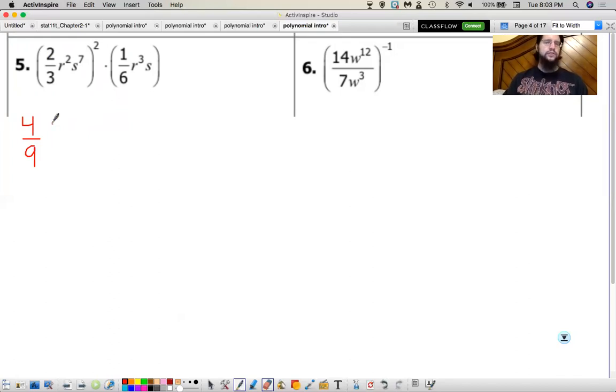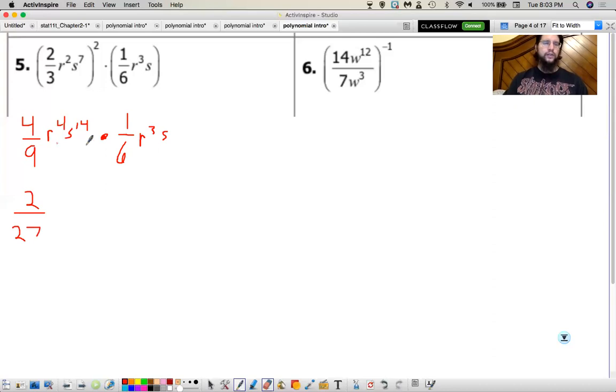R squared, squared. 2 times 2 is 4, so r to the 4th. s to the 7th squared. 7 times 2 is 14. Okay, we took care of that exponent. Now we still need to do this product here. We still have to do this multiplication. 4/9 times 1/6. Use your calculator. That's 2/27.